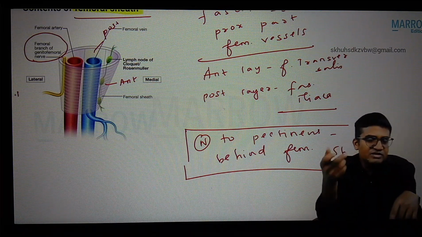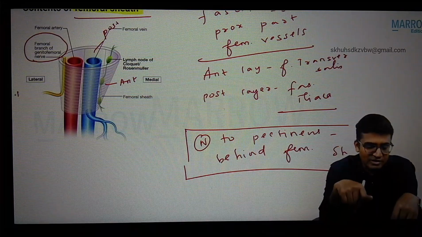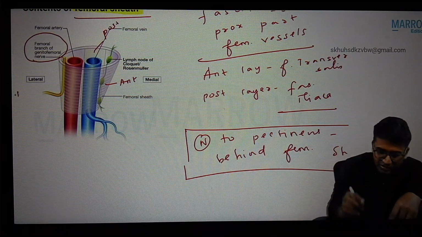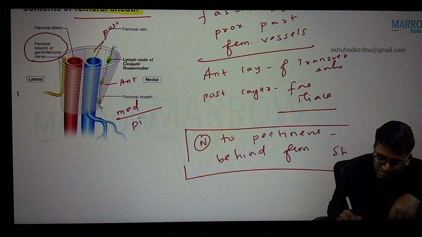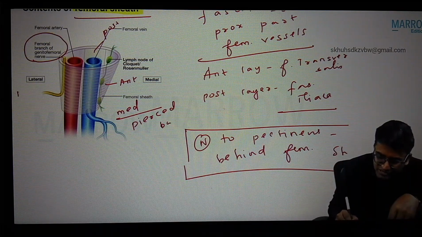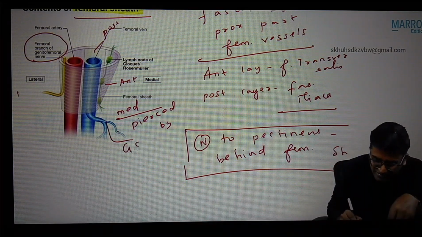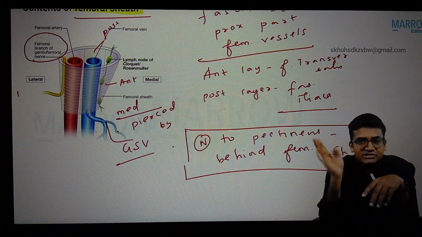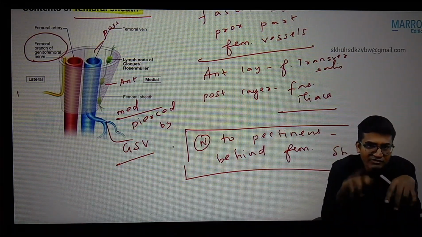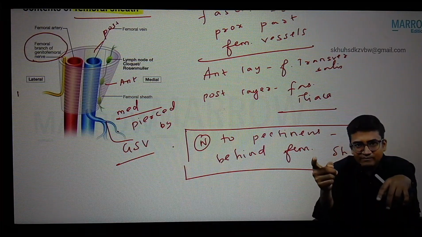So, laterally, the femoral sheath is pierced by the femoral branch of genitofemoral nerve. Medially, the femoral sheath is pierced by this fellow, that is our great saphenous vein. So, two structures piercing the femoral sheath. Laterally, femoral branch of genitofemoral nerve. Medially, great saphenous vein.